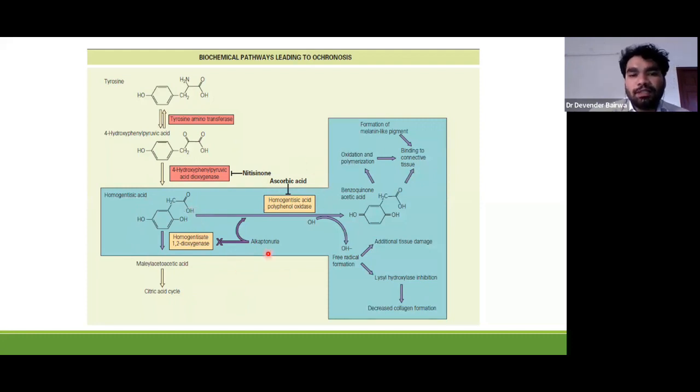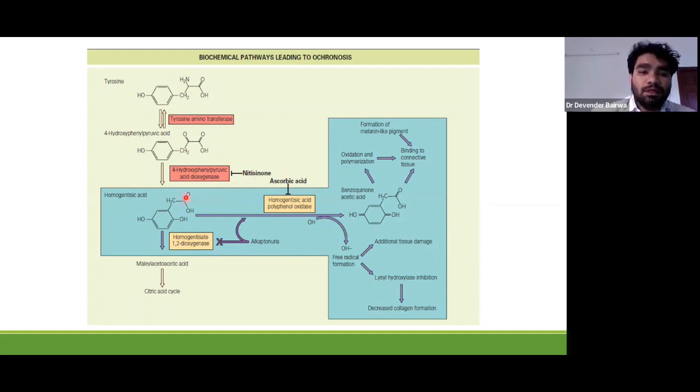And ascorbic acid actually leads to inhibition of the enzyme polyphenol oxidase, because of which there will be reduced formation of benzoquinone acetic acid, as well as reduced formation of free radicals and reduced tissue injury. So what I want to tell is that ascorbic acid can be helpful in milder cases, or can be helpful up to some extent. Nitisinone has been tried in a trial, the SONIA trial, and it has been found to be effective.